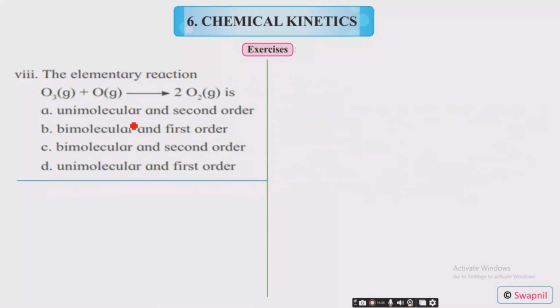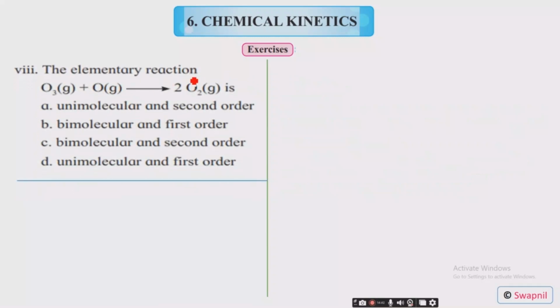So next, the elementary reaction: O3 gas plus O gas gives twice O2 gas. These are the options for this question, and the correct option is option C, that is bimolecular and second order reaction. So let's see the explanation.